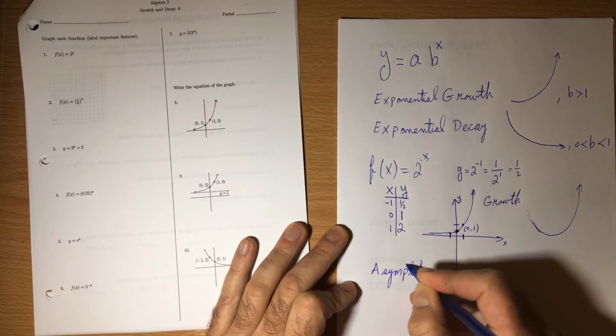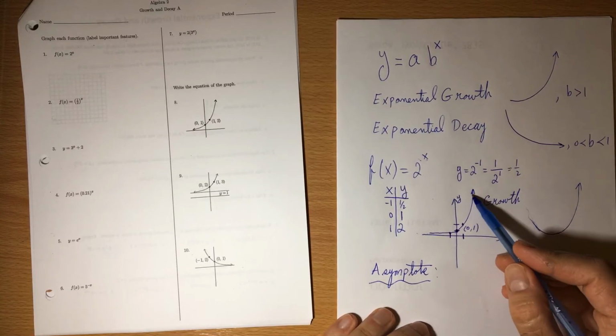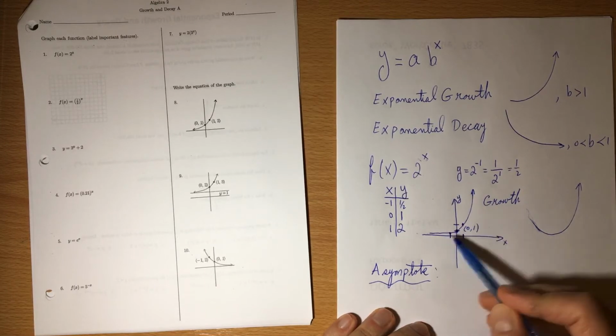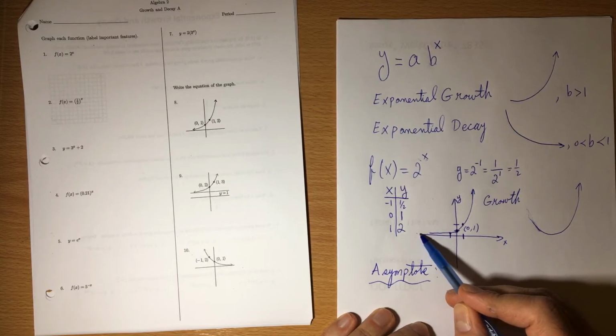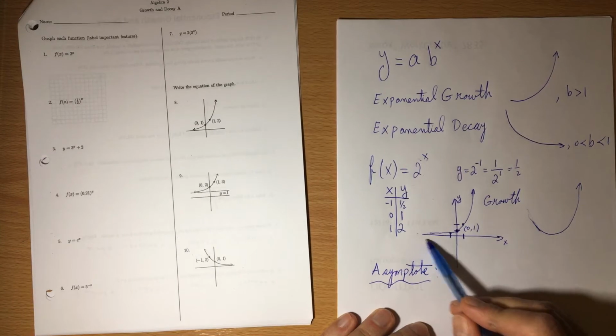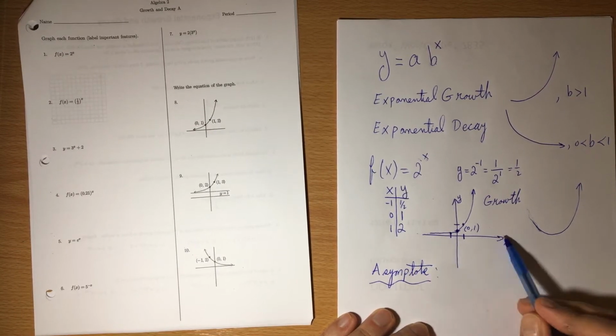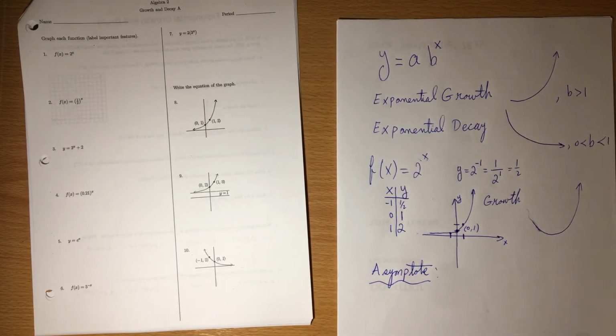Now, what is an asymptote? An asymptote is a line the graph comes very close to, but it doesn't cross or touch that line. In this case, you see, our graph here comes very close to the x-axis, but it will never touch or cross it. So in the case of this problem, the asymptote is our x-axis. But we always write the equation of the asymptote. An asymptote is a line. So how do we write the equation?